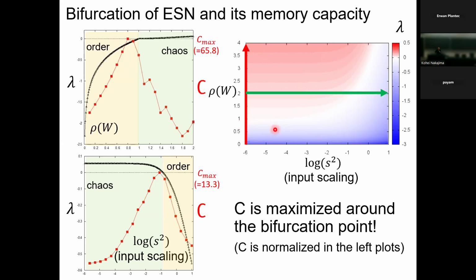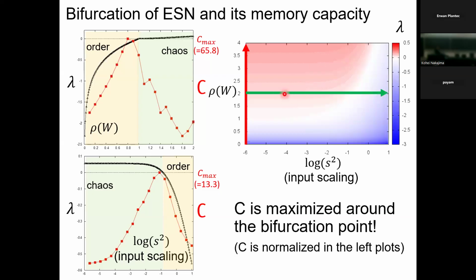If the input scaling is small... But if you increase this input scaling, then this boundary is showing this kind of curve. It means that if you prepare your reservoir in the chaotic regime, but you change your input scaling, then you can still improve the echo state property of your system by using this input-driven bifurcation.